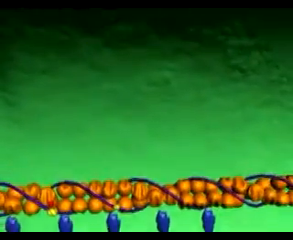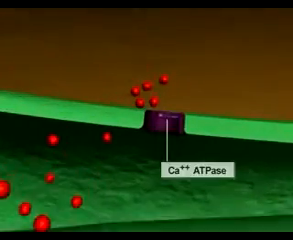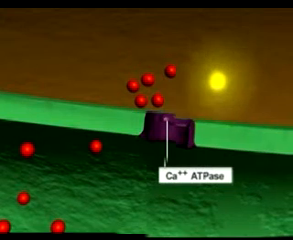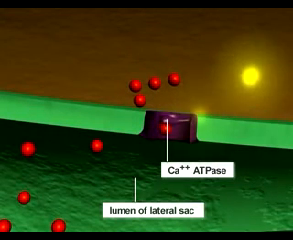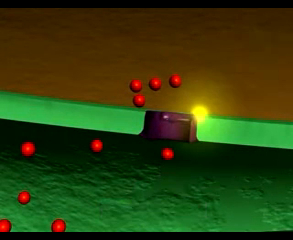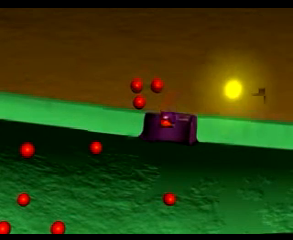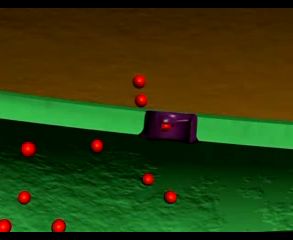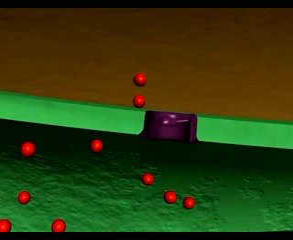To end the contraction, calcium must be actively transferred by the calcium pump, calcium ATPase, back into the lumen of the lateral sacs. This pump utilizes ATP as a source of energy. This process reduces the concentration of calcium in the vicinity of the myofibrils such that calcium dissociates from troponin. Tropomyosin again covers myosin binding sites on actin, and the muscle relaxes.